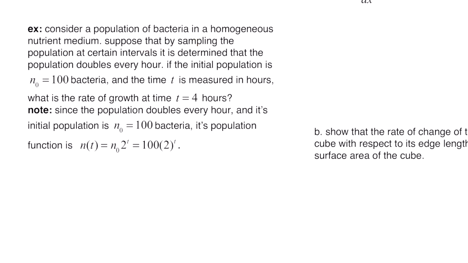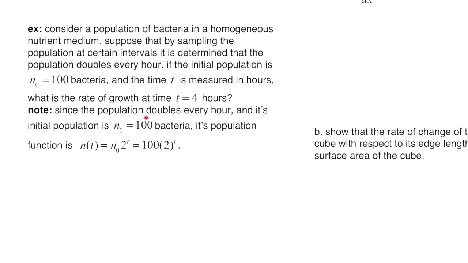Suppose that by sampling the population at certain intervals, it is determined that the population doubles every hour. If the initial population is n naught, which equals 100 bacteria, and the time t is measured in hours, what is the rate of growth at time t equals 4 hours? I wrote a note here to refresh our memory.